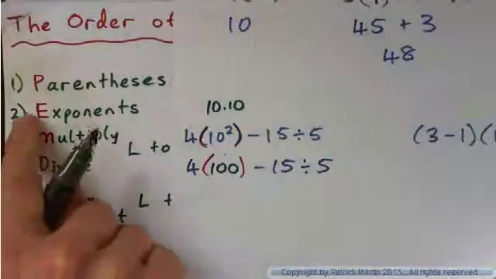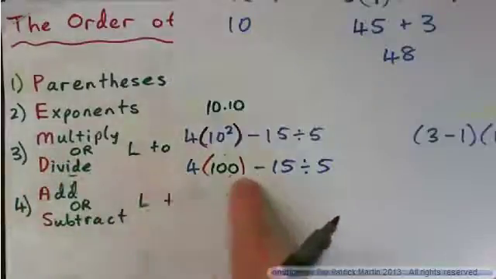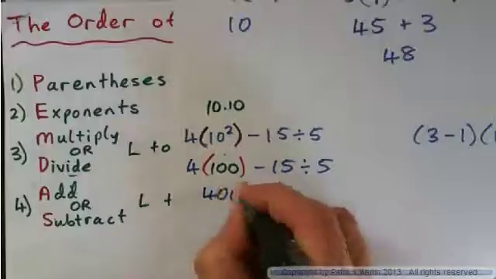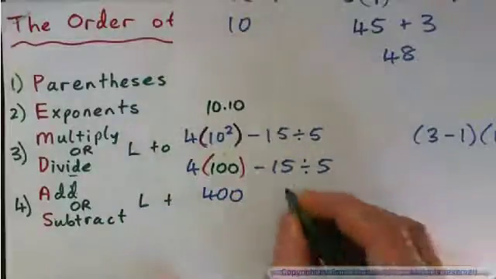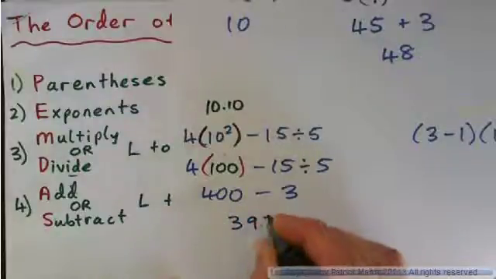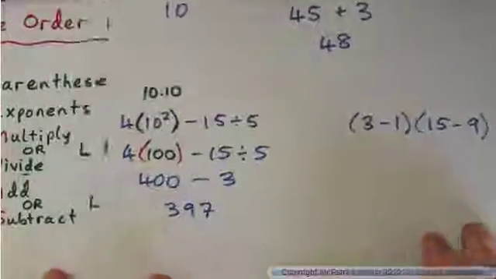Now we go from left to right, look for exponents. There are no exponents. Go from left to right, look for multiply or divide. Here's a multiply, here's a divide. So we do this one, 400. We do this one, 15 divided by 5 is 3. And then we just have a subtraction, and that gives 397. 397. And then we do this example.